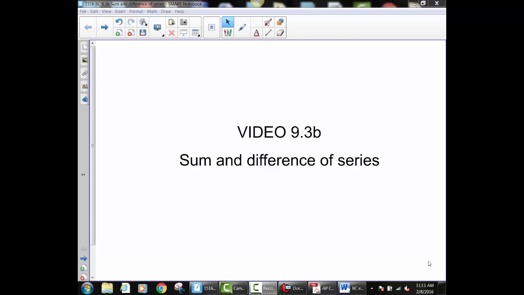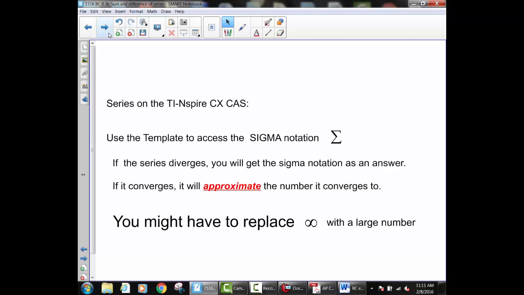Hi, welcome to video 9.3b, Sum and Difference of Series. This is not in the textbook, but before we get to that, doing series on the TI Nspire CX CAS, you're going to use the template to access the sigma notation. If the series diverges, you will get the sigma notation as an answer. If it converges, it will approximate the number it converges to.